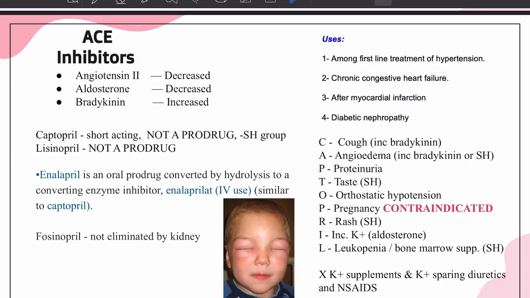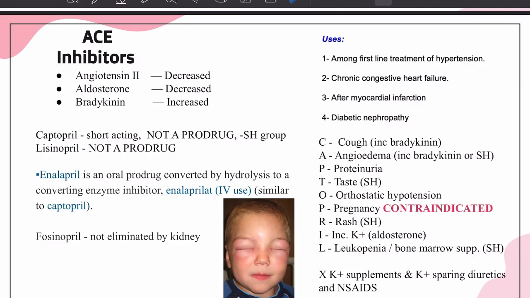But then in the proteinuria, then we have the taste and orthostatic hypotension, which are very transient, meaning they can happen for the beginning period of time and then they can go away. For taste, if it's very irritating to the patient, they can go for another drug that does not contain a sulfur hydride group. For orthostatic hypotension, what's recommended is to start with a lower dose, to not have a really high dose to begin with. P stands for pregnancy, so the drug is contraindicated in pregnancy. All of the three drugs, or all of the three classes that we've spoken about, renin inhibitors, ACE inhibitors, and ARBs, are contraindicated in pregnancy. Then there is rash, an increase in potassium, and leukopenia or bone marrow suppression.